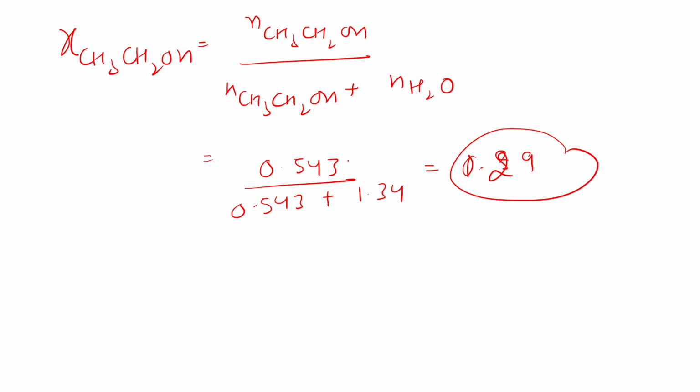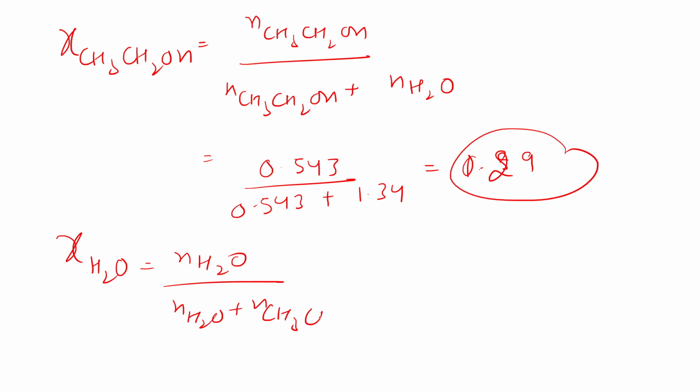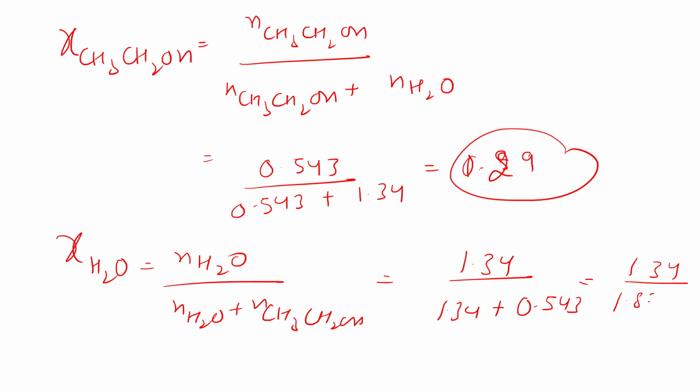Similarly, mole fraction for water: moles of water divided by moles of water plus moles of ethanol. Moles of water we have 1.34 plus moles of ethanol 0.543. The value will come out to be 1.34 divided by 1.886. It will give you 0.71. I hope you guys understood.